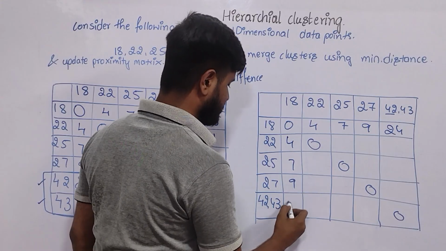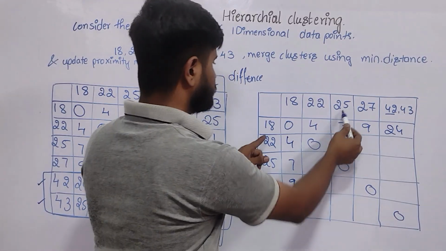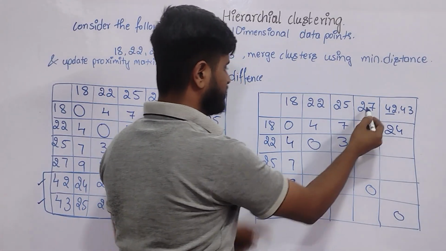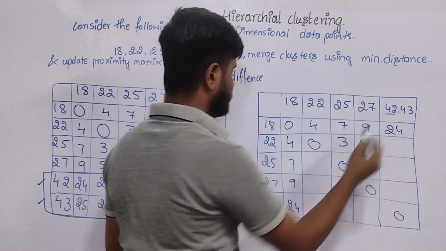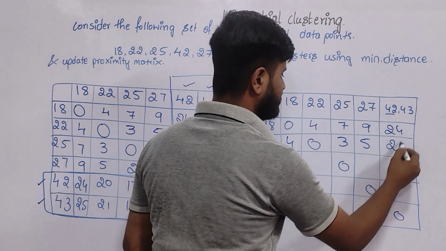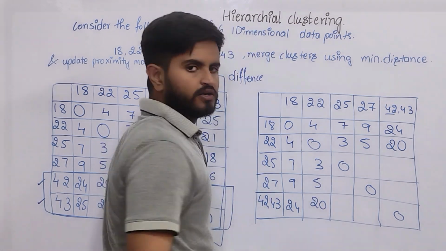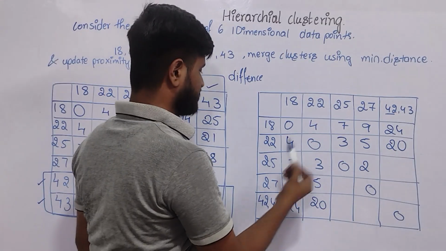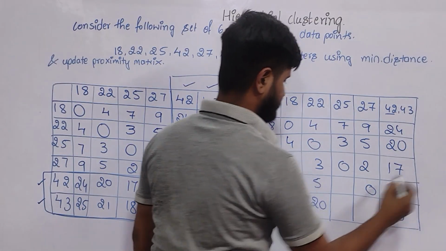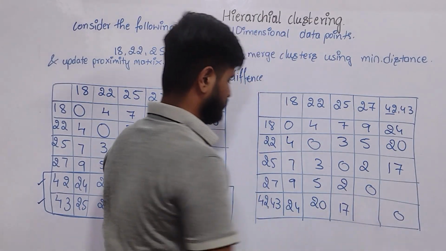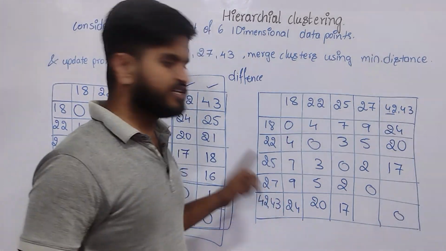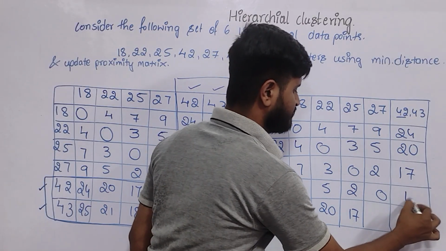4, 7, 9, 24. Next, 25 minus 22, 3. 27 minus 22, 5. 42 minus 22, it will be 20. Just copy them in the column also. Next, 42 minus 25 will be 17. So just copy them. Next, 42 minus 27, it will be 15.